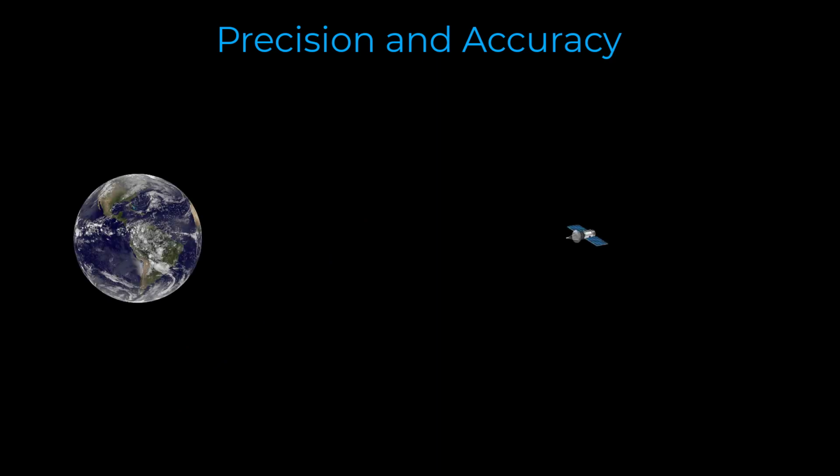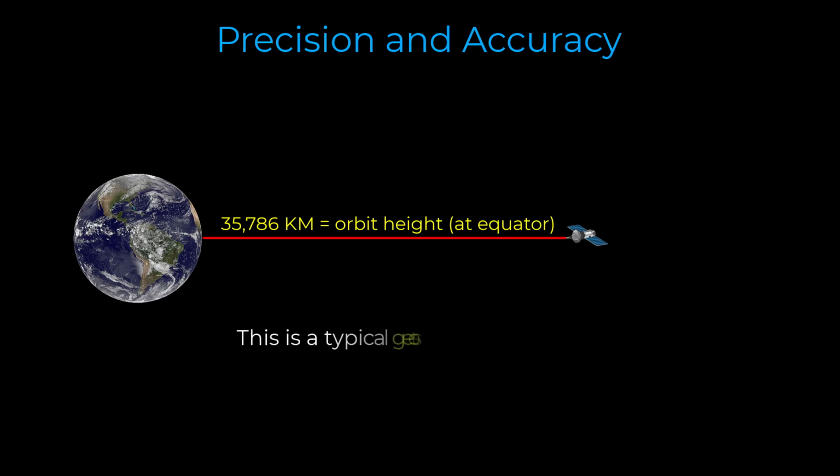For this calculation, let's assume the TV satellite is orbiting the Earth at 35,786 kilometers above Earth at the equator. This is a typical geostationary orbit. First, I find some basic information on the internet. NASA has some useful information.